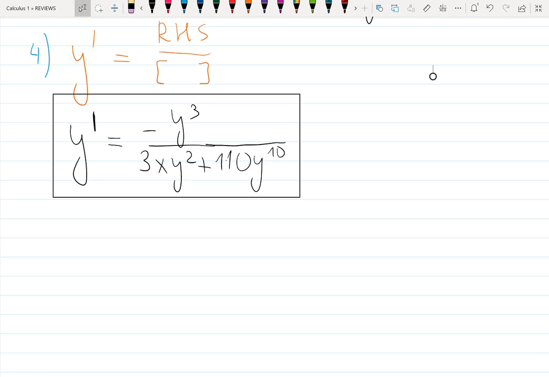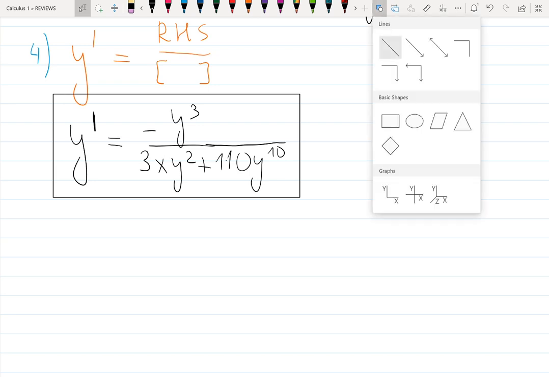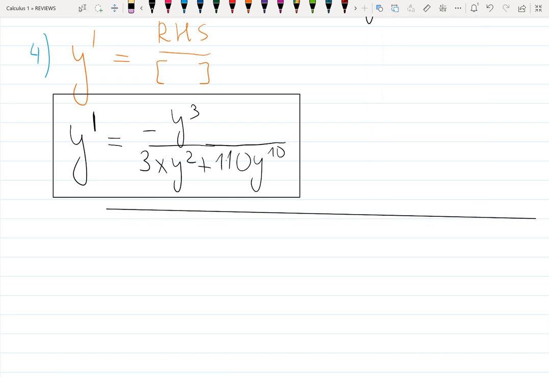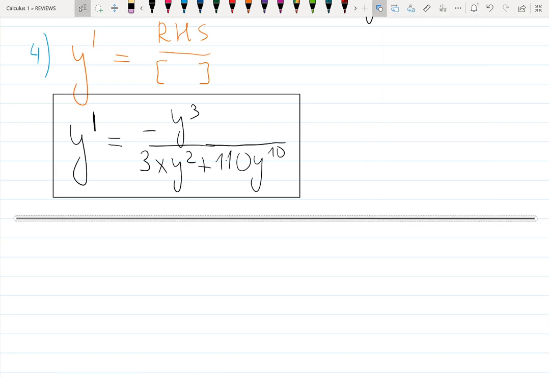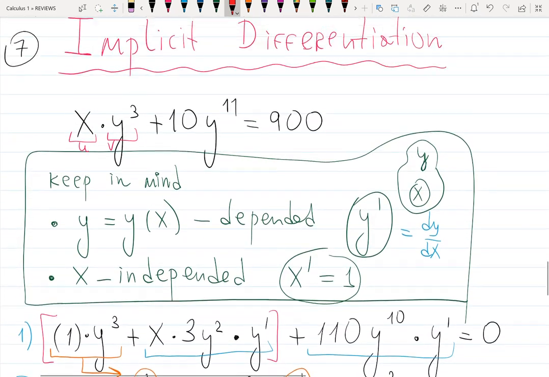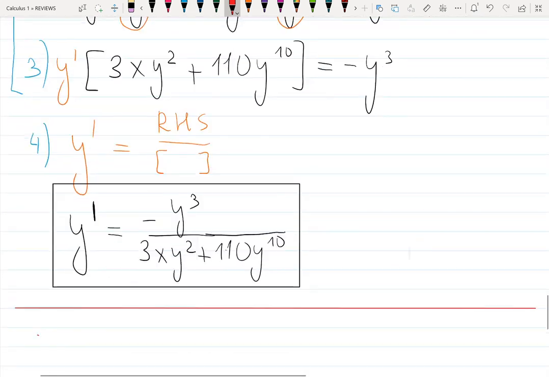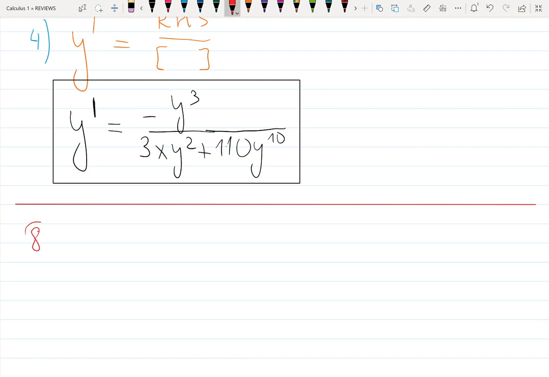Now, the last thing to review, left, do you know what? We did actually everything except, exactly, logarithmic differentiation. So that's going to be number 8, logarithmic differentiation.